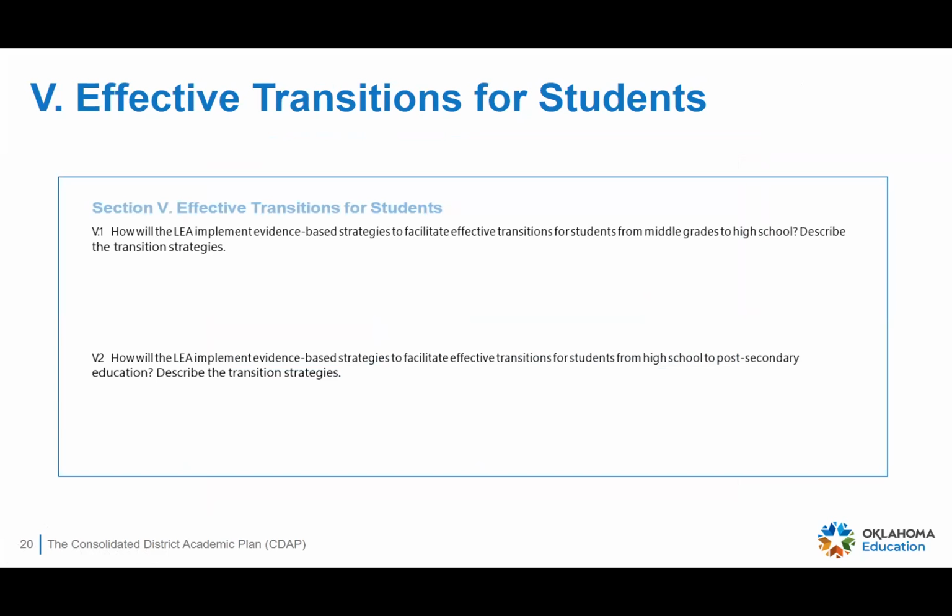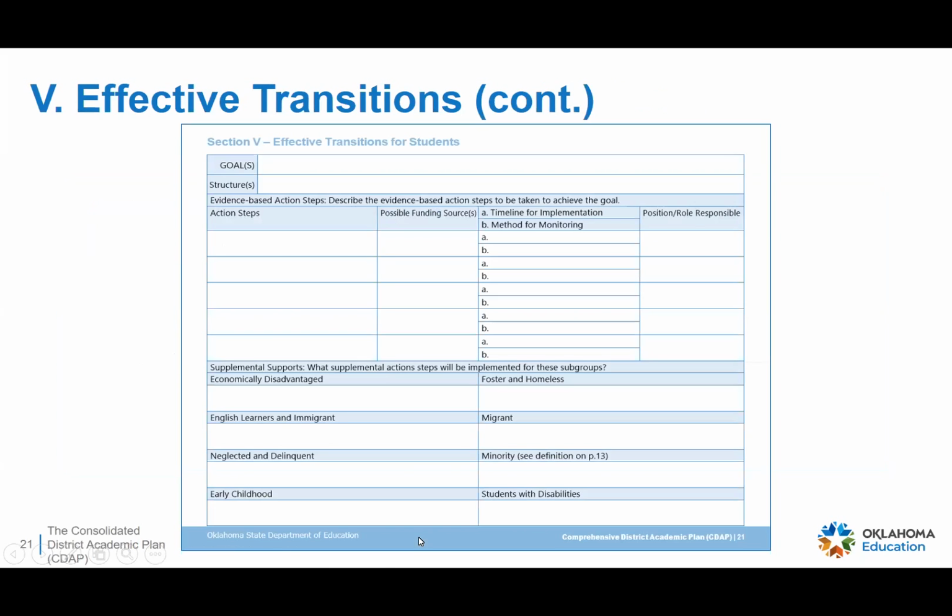The fifth section then on transitions for students. So how do you implement evidence-based strategies to facilitate effective transitions for students from middle grades to high school, and describe those strategies? And the second question, how do you implement evidence-based strategies to facilitate effective transitions for students from high school to post-secondary education, and describe those strategies? And again, we have our same table. What are your goals? Who is involved? Steps, funding, timeline, and monitoring, and who is the person overseeing that?